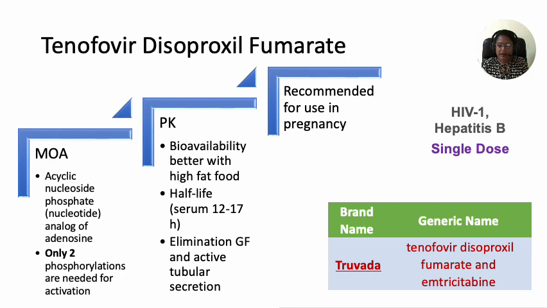So let me just repeat that. Tenofovir disoproxil fumarate and emtricitabine is the only FDA approved formulation for PrEP to reduce HIV acquisition in high-risk patients, and tenofovir is also approved for the treatment of patients with hepatitis B infections in a single dose. You need to monitor this for bone mineral density though, and especially with long-term use.